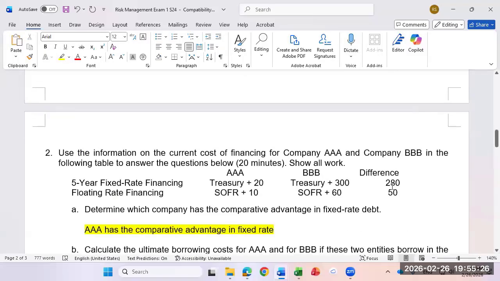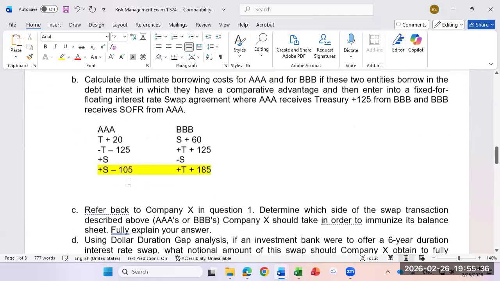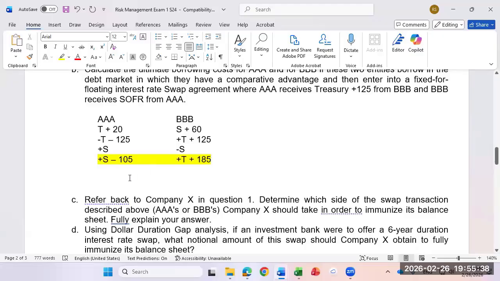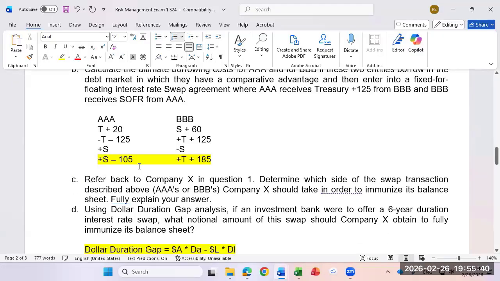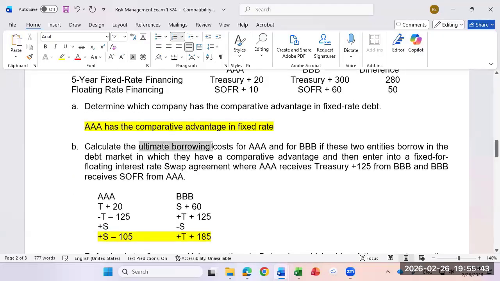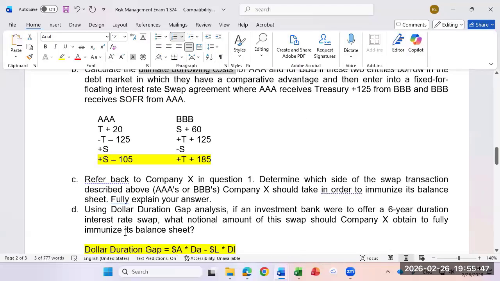So half of the difference is the way I set up the problem to share between the two, but don't put it in your mind that that's how it works in practice. It's just a simplification that we do. And that's what the question's asking. What's their ultimate borrowing costs? So answer the question that's there, their ultimate borrowing costs.